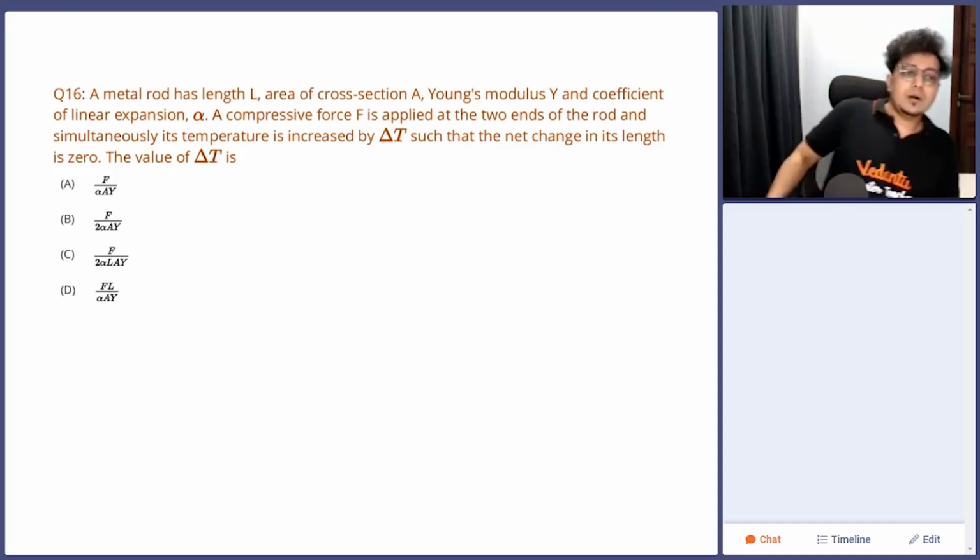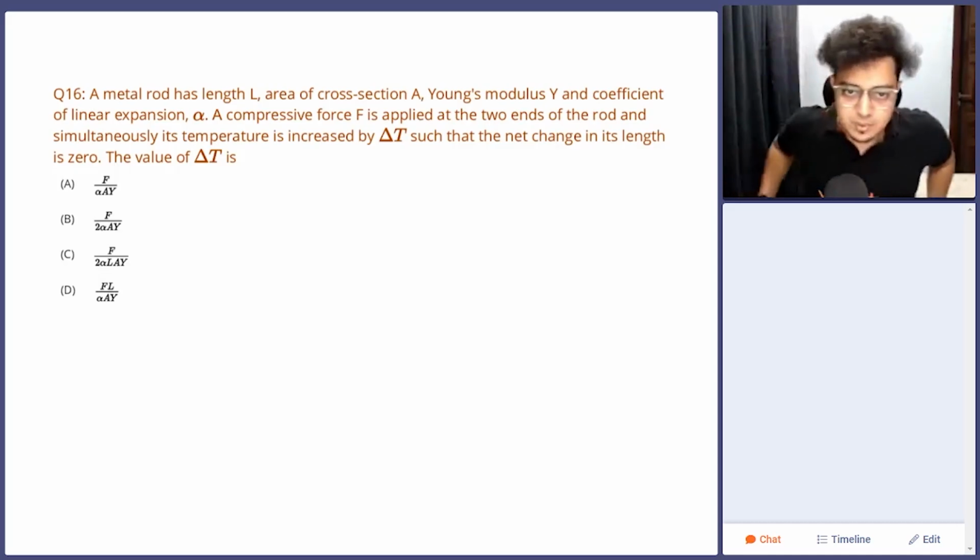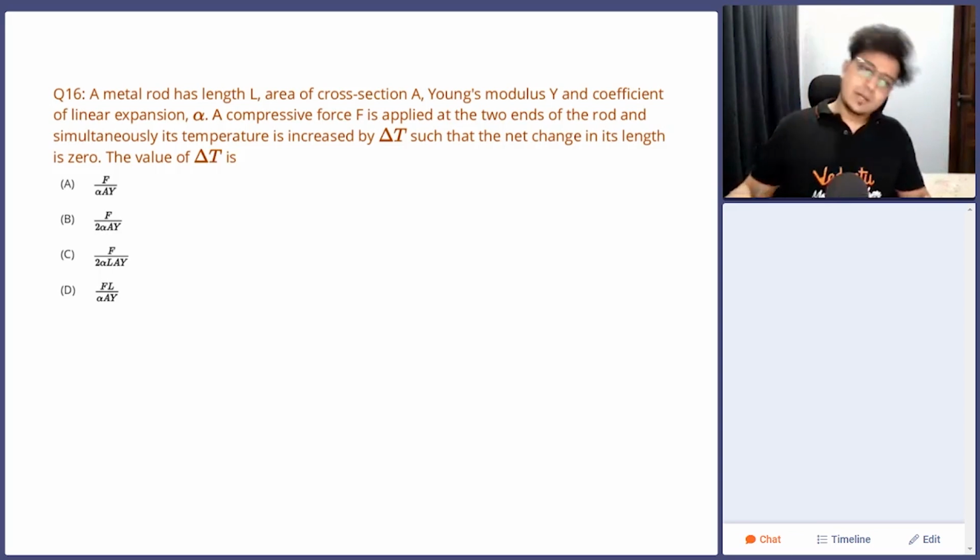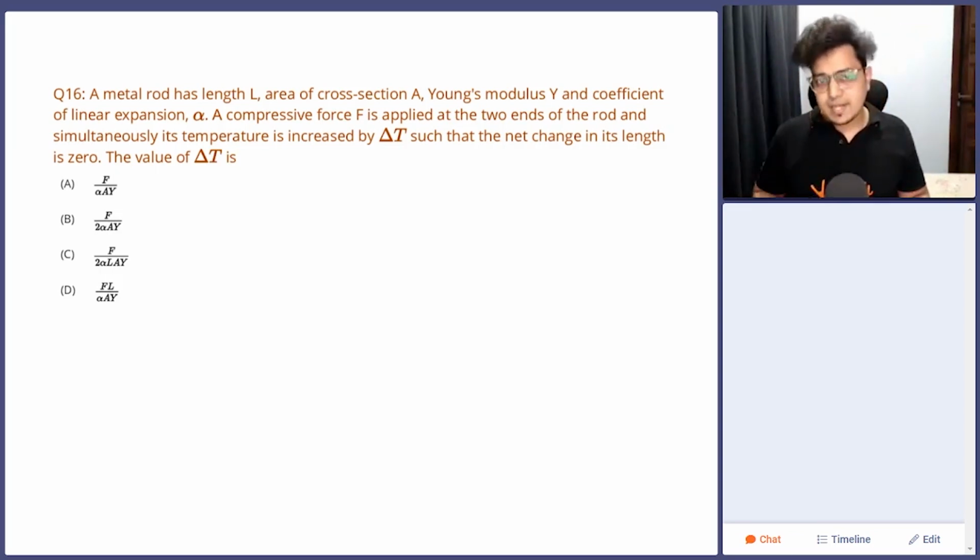A metal rod has length L, area of cross section A, Young's modulus Y, and coefficient of linear expansion alpha. A compressive force F is applied at two ends of the rod, and simultaneously its temperature is increased by delta T, so that the net change in the length is zero. So the rod will try to expand, but by applying force we will not allow rod to expand. So what is the change in temperature? This is a case of thermal stress.